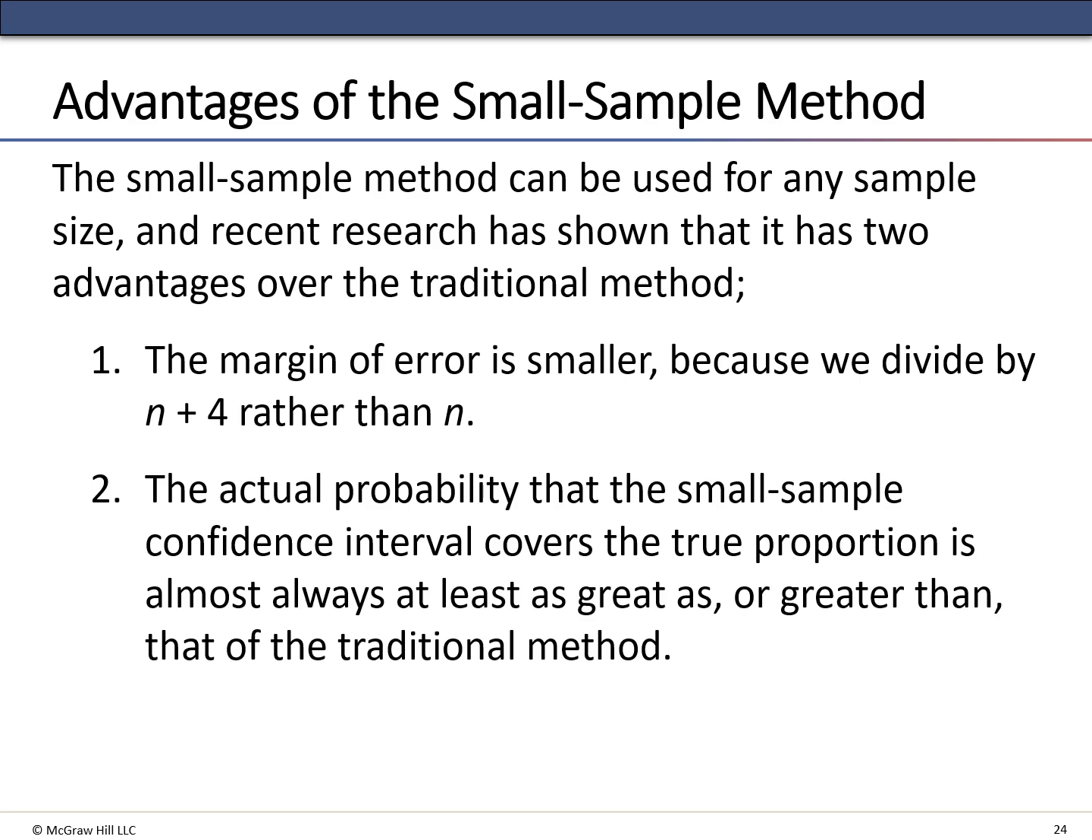The actual probability that the small sample confidence interval covers the true proportion is almost always at least as great as or greater than that of the traditional method. So we're getting the same thing, if not a better estimate, using the small sample.